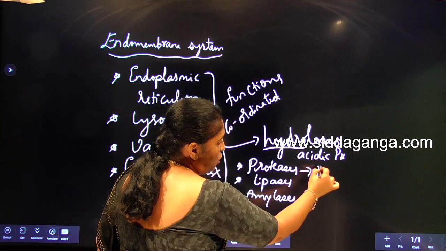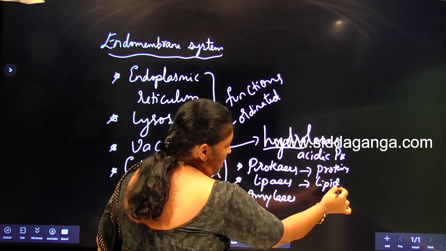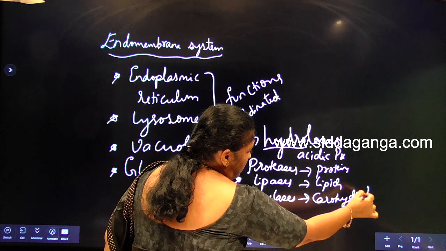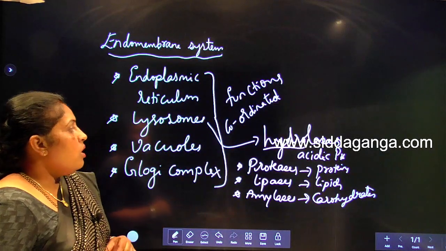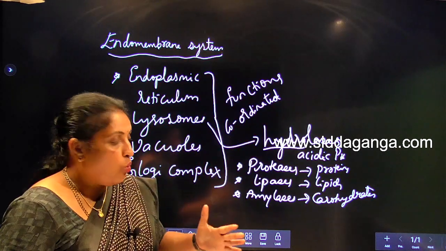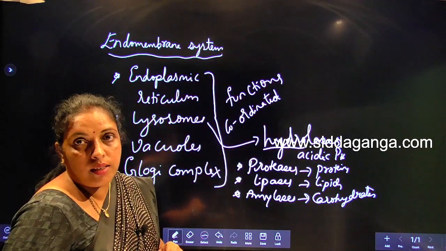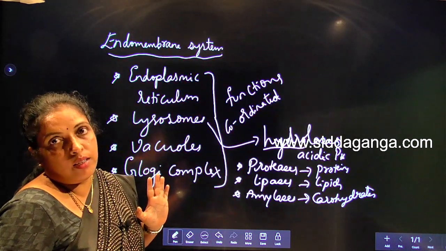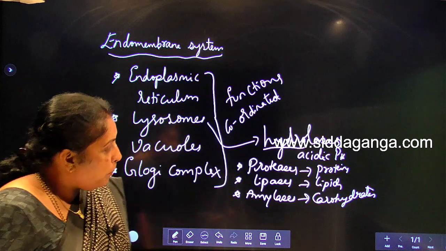Proteases help in digestion of proteins. Lipases help in digestion of lipids. And amylases help in digestion of carbohydrates. So all the enzymes are present in lysosomes. Understood? So lysosomes contain hydrolases. Hydro means water. To break proteins, lipids and carbohydrates, water is required. That is why they are hydrolases. Enzymes require water to digest proteins, lipids and carbohydrates. Understood? So all the enzymes together we call hydrolases, which are active at acidic pH.